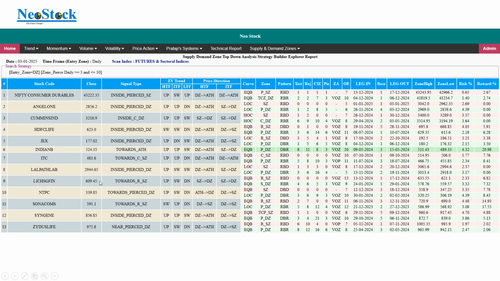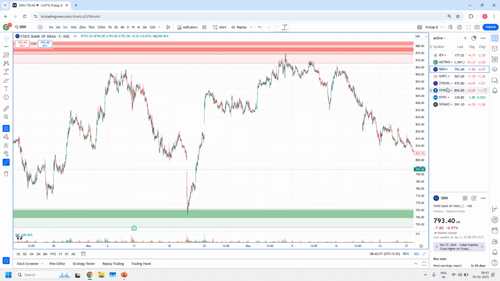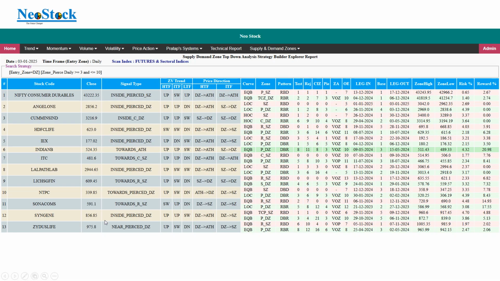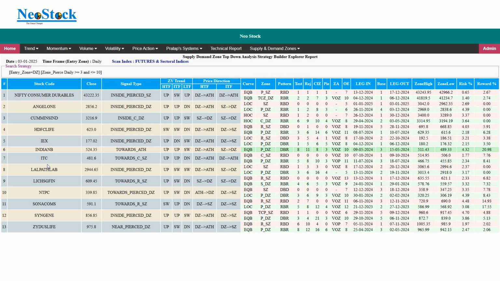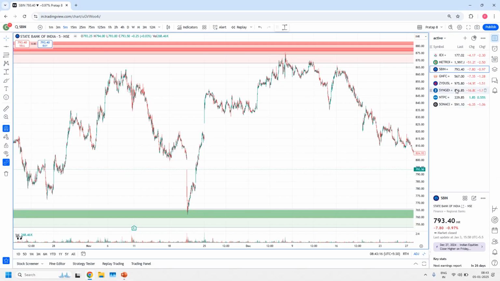Actually, 1 time pierced, it has shown 50 stocks. At least 1 time it is pierced. Out of 240 stocks, only 50 stocks have pierced zones. SYNGENE, see here. NTPC, this is NTPC. SONACOMS, this one, SONACOMS is here. Majority of the stocks are from this 3 times pierced list.